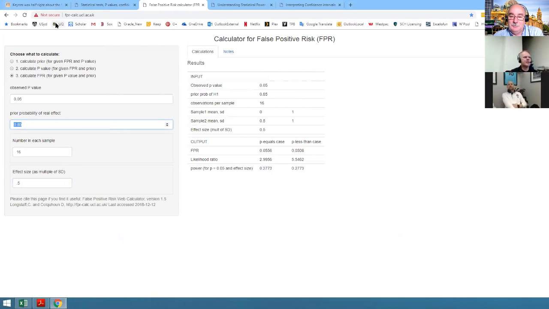And you can plug your numbers into this calculator and figure out what the false positive risk is, or you can go around the other way. An easy way to do it is to calculate the prior for a given false positive risk and a p-value. So the observed p-value, false positive risk, and number in each sample.